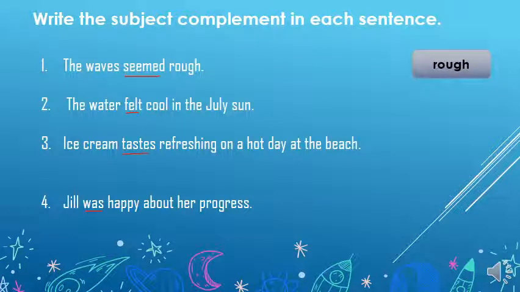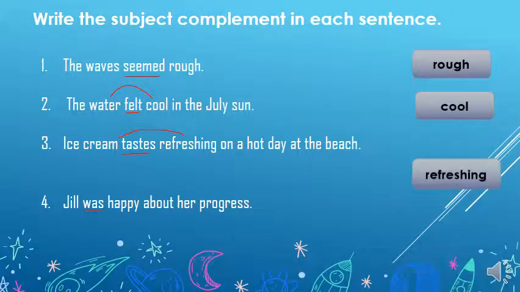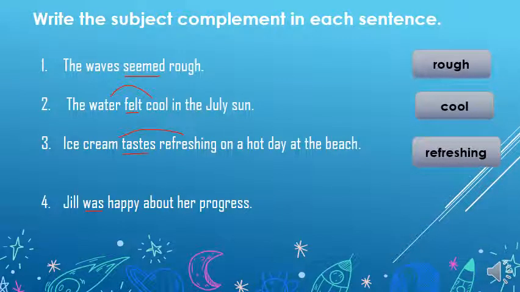The water felt cool in the July sun. Which word describes the water? It's cool. So cool is the subject complement. Ice cream tastes refreshing on a hot day at the beach. So what is the taste of the ice cream? It's refreshing, which is the subject complement. Jill was happy about her progress. So it's also happy.